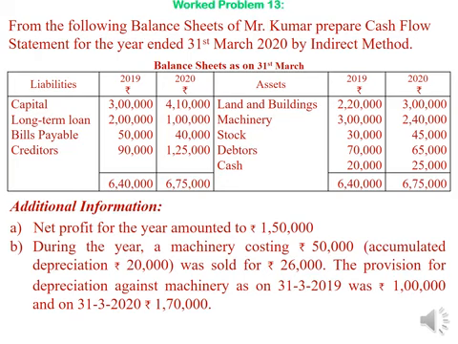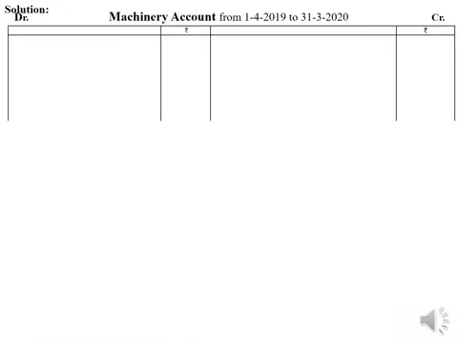Then the provision for depreciation against machinery as on 31st March 2019 was rupees 1 lakh, and as on 31st March 2020 rupees 1,70,000. Please observe, provision for depreciation against an asset is given outside the balance sheet. That has to be added back to find out hidden items, and the asset has to be recorded at cost price. Prepare a cash flow statement for this problem. First, prepare the machinery account.